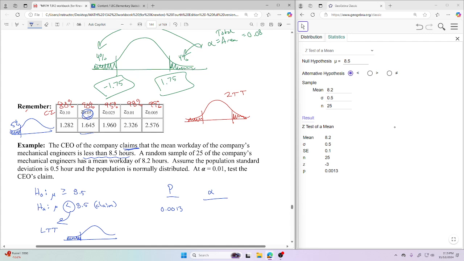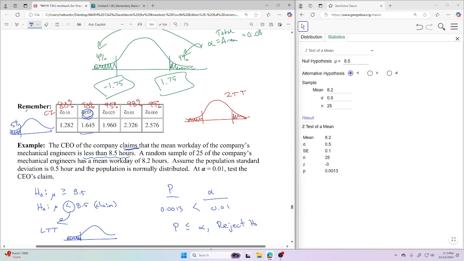I think I put everything in right. Okay. Notice the amount of zeros here. Which one's actually bigger? Yeah, the alpha's bigger. So P less than or equal to alpha is a reject. Very good.